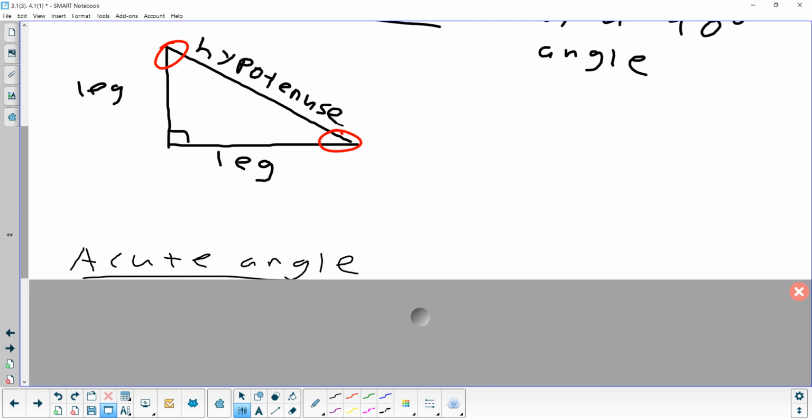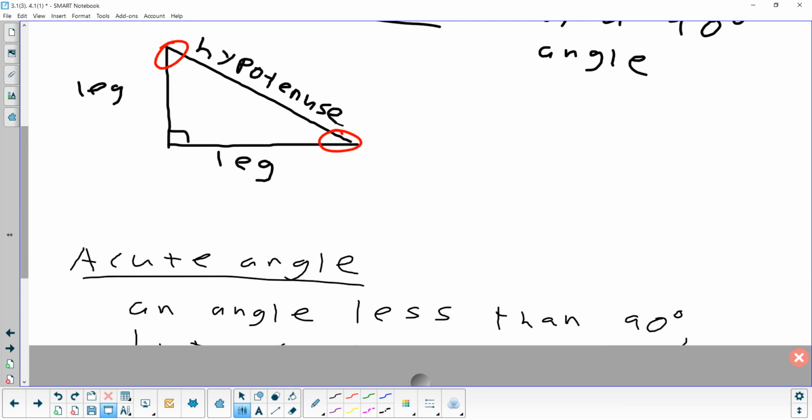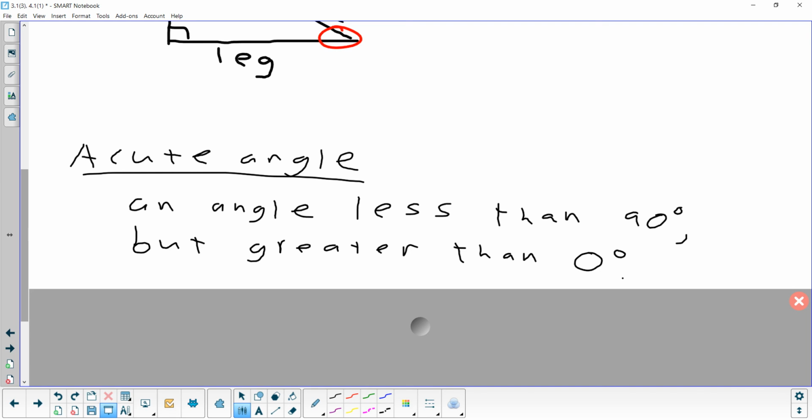I think it has to be more than... Yep. It does have to be more than 0. Okay, we've talked about like a negative 20-degree angle going the other way on a unit circle. Negative 20 is not acute. It's got to be less than 90, but also greater than 0. And it can't be 0 because if your angle was 0, then you wouldn't have an angle.